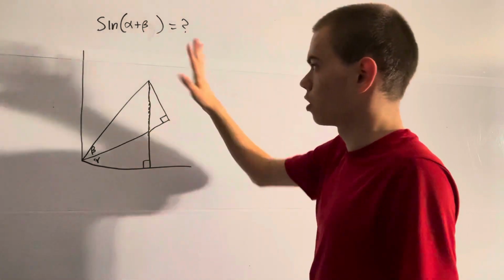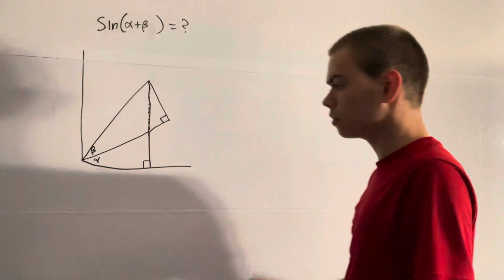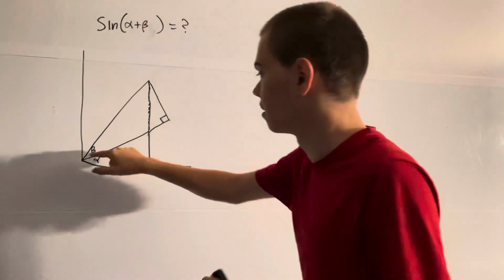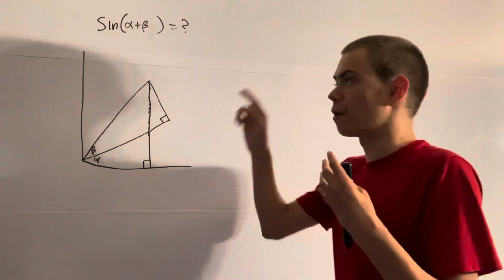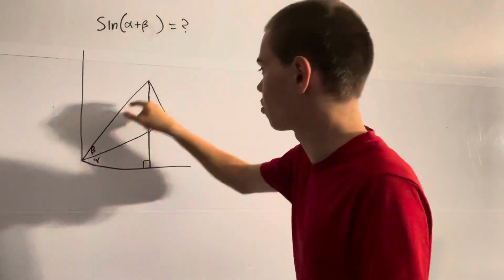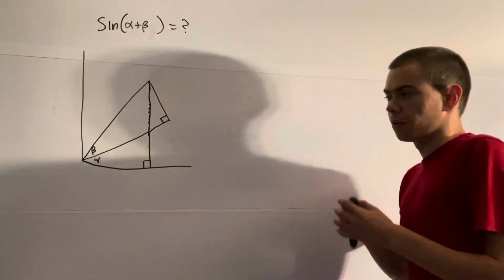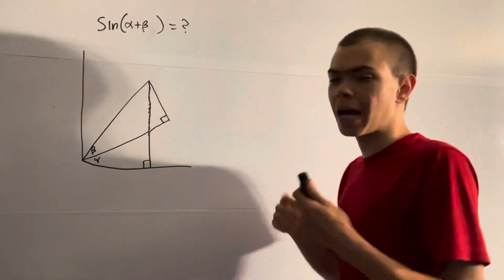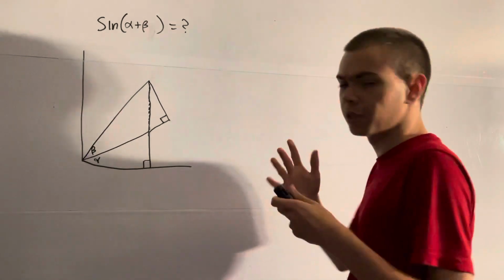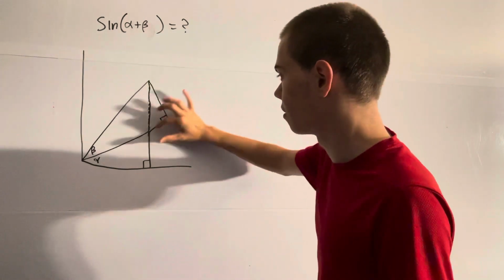The triangle we did for alpha is this right triangle right here. The triangle we did for beta is this right triangle right here. And the triangle we did for alpha plus beta is this triangle right here. So that's what we've done. But it turns out there's actually another right triangle here that we haven't really thought about. It's right here, another right triangle, as you can see.